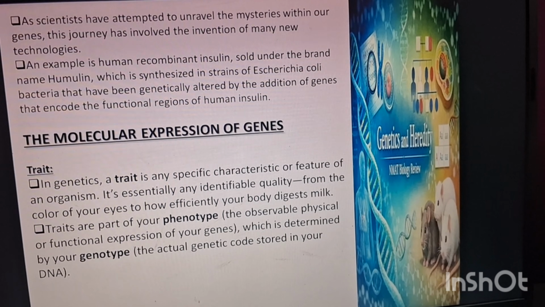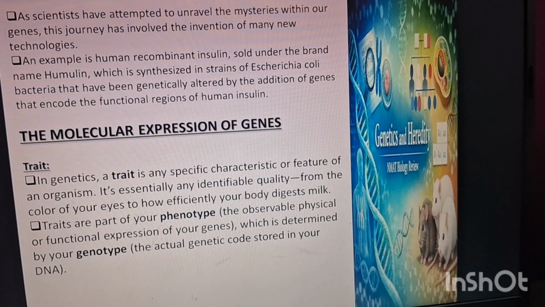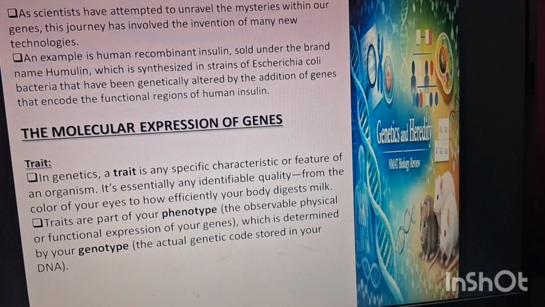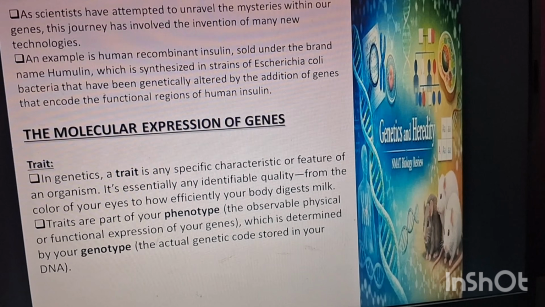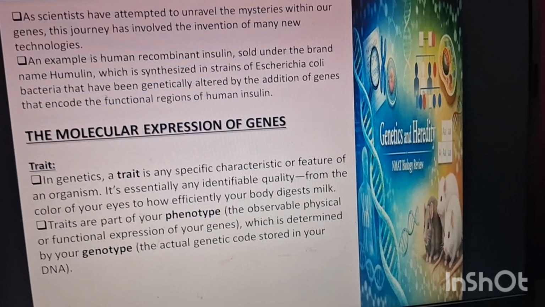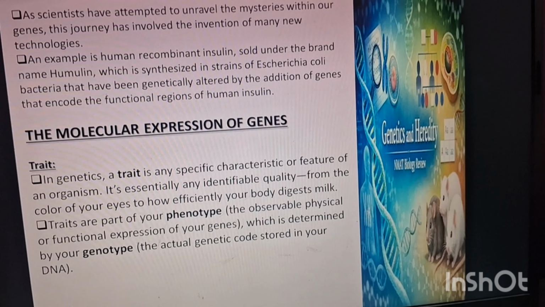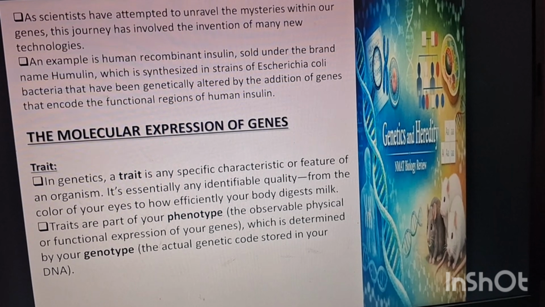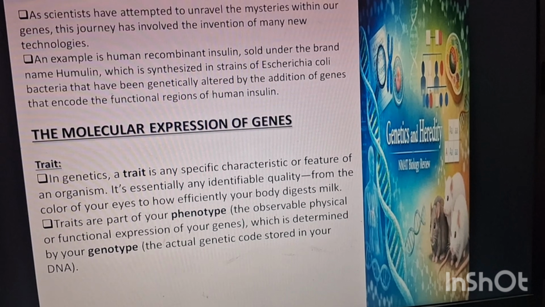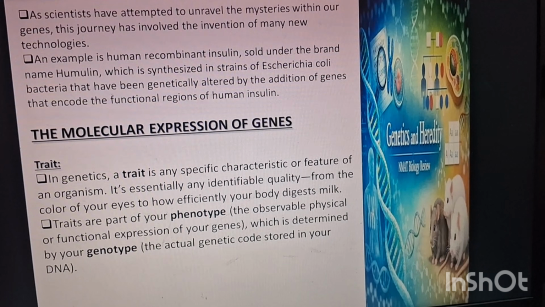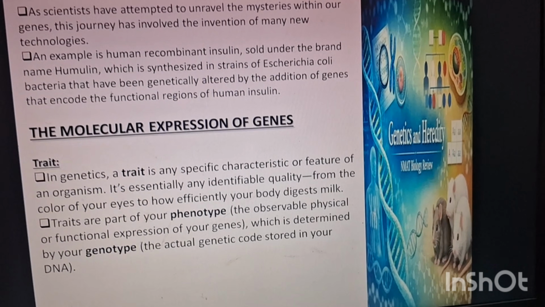First, I will discuss the trait. What are traits? In genetics, a trait is any specific characteristic or feature of an organism. It's essentially any identifiable quality, from the color of your eyes to how efficiently your body digests milk. Traits are part of your phenotype. Phenotype means the observable physical or functional expression of your genes. And phenotype is determined by your genotype. What is the genotype? The actual genetic code stored in your DNA.